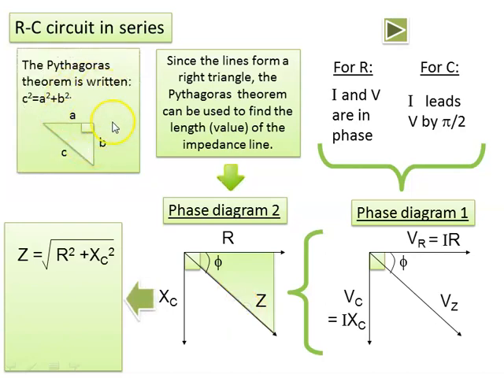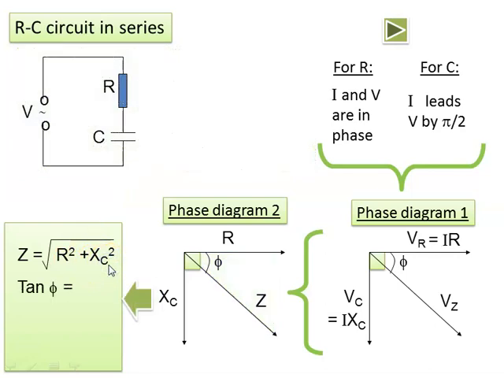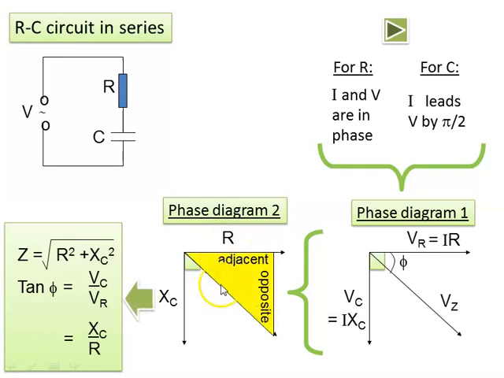So this is the Pythagoras theorem. For this application, the variable A is equal to the resistance, B is equal to the capacitive reactance, and C is equal to the impedance. So the equation becomes Z, impedance, equals the square root of R squared plus XC squared. And for phase angle psi, tangent psi equals VC per VR, because we use the trigonometric ratio where tangent psi equals opposite per adjacent. For the second phase diagram, we can use XC per R.